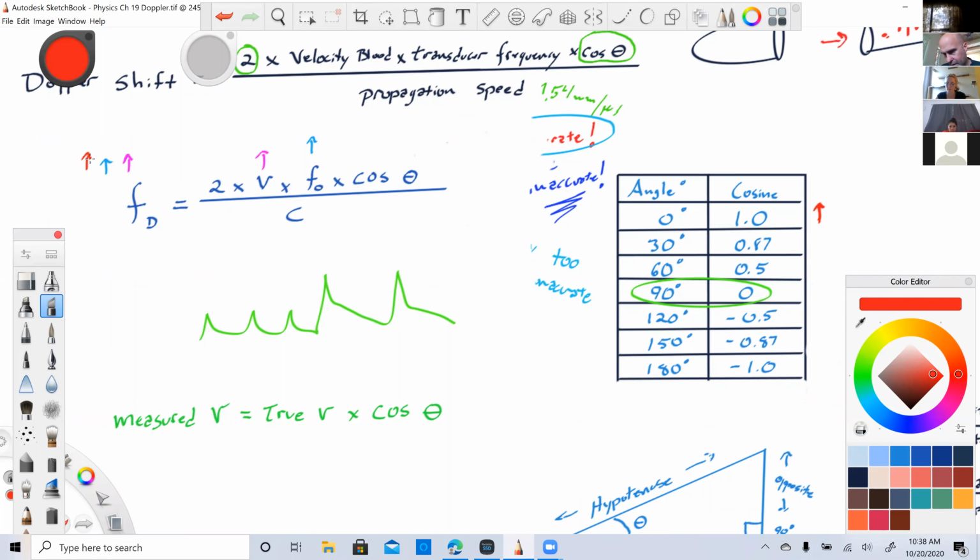Let's do a different color here. We'll do a burnt orange. 60 degrees. That too is an up arrow, but not as much. Let's make it smaller. Let's make this arrow tiny. A little tiny arrow here equates to a smaller Doppler shift. It's still a Doppler shift, so we're still getting something.